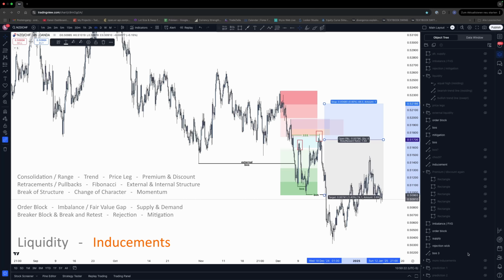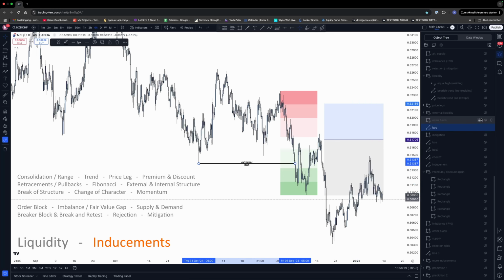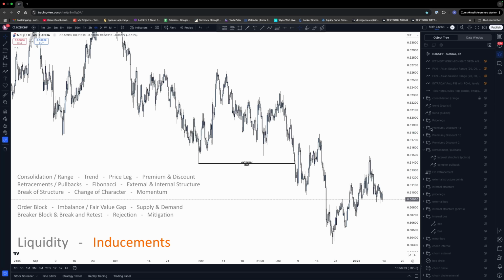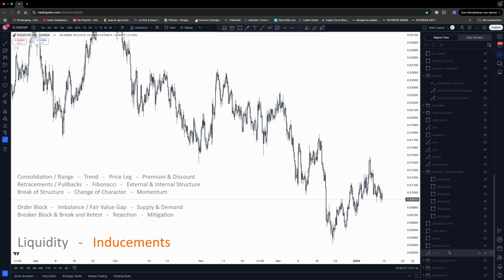Okay, so next up, let me clean up this mess all full of drawings here. I'm just gonna show you some more inducements in a second. Just give me a second here. Let's remove this completely. Okay, so just some more examples for inducements, okay?